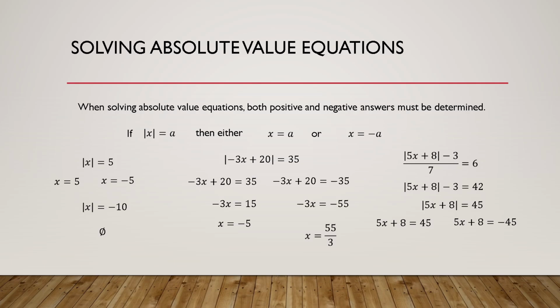In the first equation, subtract 8 to get 5x equals 37. Then divide by 5 to get a final answer, x equals 37 over 5. On the other equation, subtract 8 to get 5x equals negative 53. Then divide by 5 to get x equals negative 53 over 5.